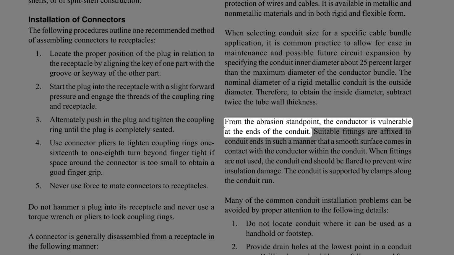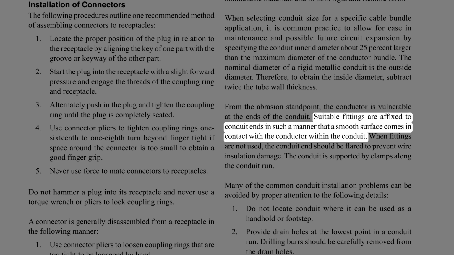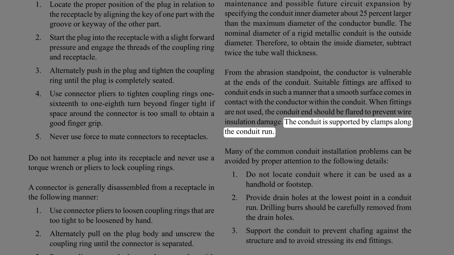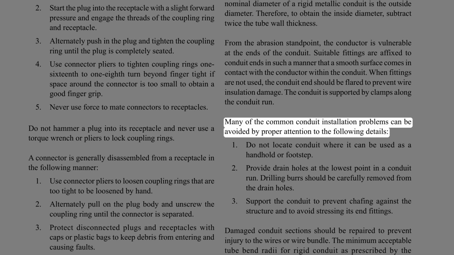From the abrasion standpoint, the conductor is vulnerable at the ends of the conduit. Suitable fittings are affixed to conduit ends in such a manner that a smooth surface comes in contact with the conductor within the conduit. When fittings are not used, the conduit end should be flared to prevent wire insulation damage. The conduit is supported by clamps along the conduit run. Many of the common conduit installation problems can be avoided by proper attention to the following details.